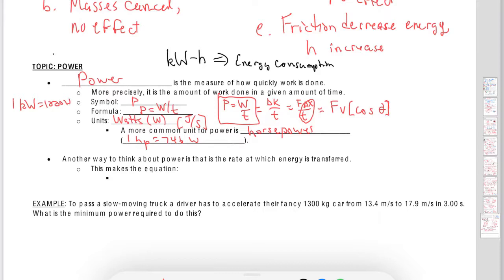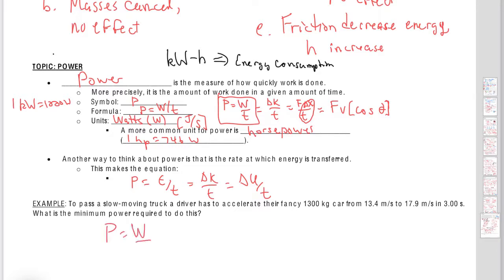So another way to think about power is that it's the rate at which energy is transferred. So this just turns our equation into P equals E over T, or delta K over T, or delta U over T. So any energy that can be transferred, the second you change it with respect to time, you're now generating power. And that's what this example problem looks at. It says, to pass a slow moving truck, a driver has to accelerate their fancy 1,300 kilogram car from 13.4 meters per second to 17.9 meters per second in 3 seconds. What is the minimum power required to do this?